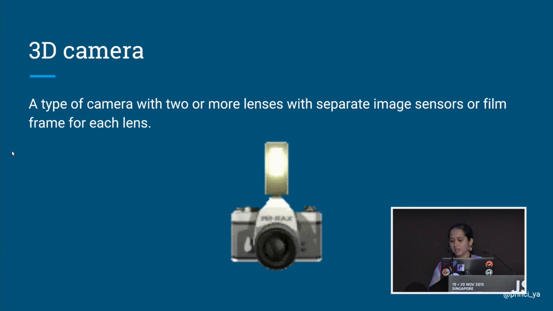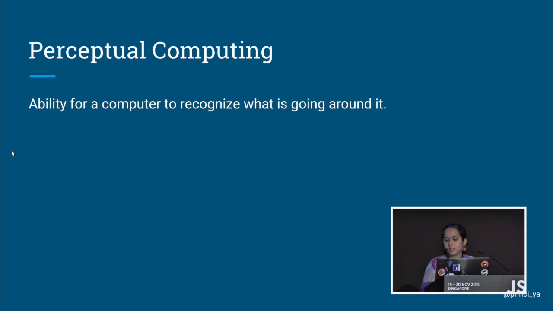3D camera: a type of camera with 2 or more lenses with a separate image sensor or film frame for each lens. 3D cameras give you the visual ability to perceive the world and the distance of an object in 3 dimensions. Perceptual computing: ability for a computer to recognize what is going on around it. More specifically, the computer can perceive the environment and the users in that environment.